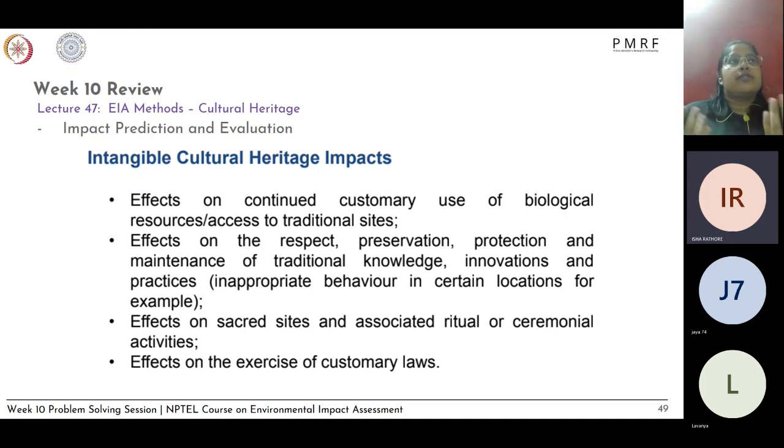There's also a sort of negative perception by people towards the cultural heritage or critical cultural heritage, and there's not enough respect towards the cultural heritage of a different community compared to your own community. So that is also an impact.